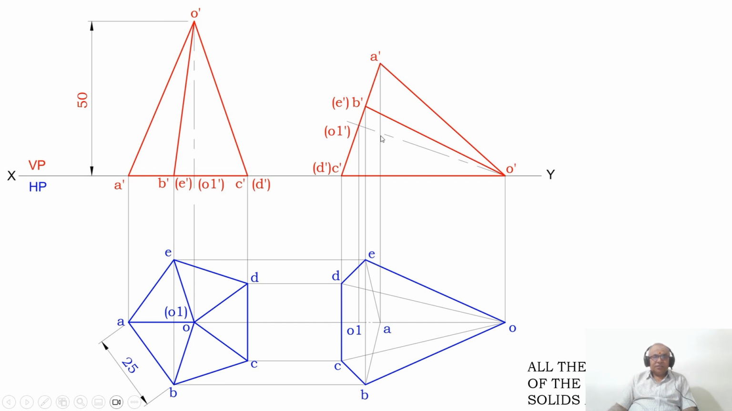Similarly, you draw a vertical projector from A dash and draw a horizontal projector from A. Both these two lines are going to intersect at this point. You mark that point as A. Then draw a vertical projector from O dash to the top view and draw a horizontal projector from O. Both these two lines are going to intersect at this point. You mark that point as small o. Then join A to B, B to C, C to D, D to E, E to A with a thin line, and join O to A, O to B, O to C, O to D, O to E with a thin line, and join between O1.